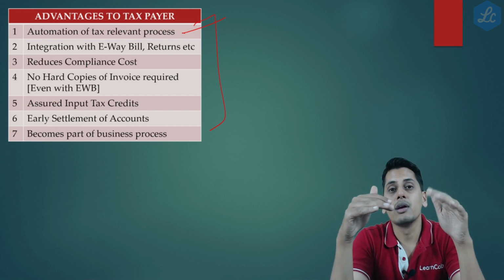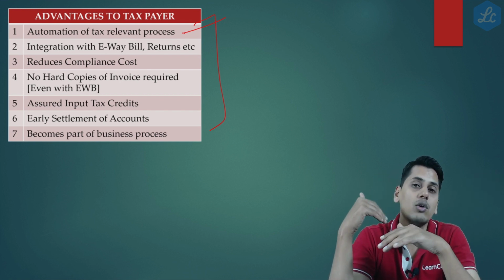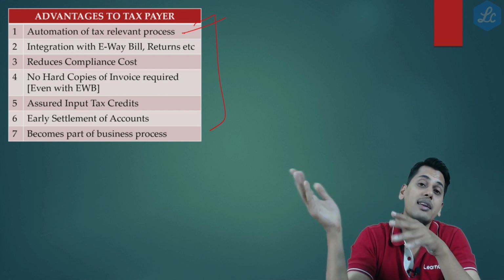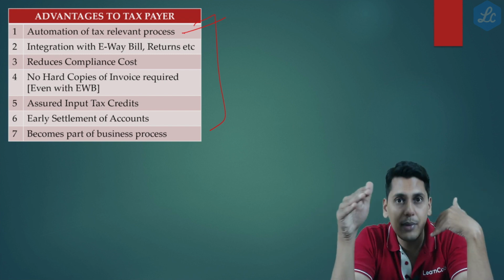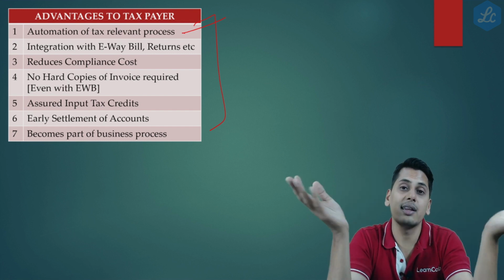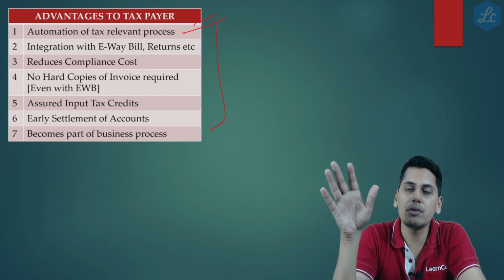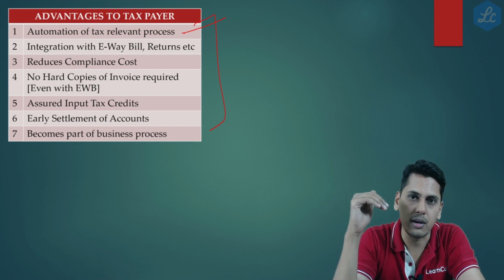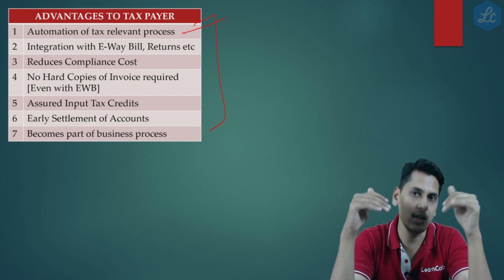And also friends, in due course, if the invoice raised by the supplier automatically goes and sits as a purchase entry in his accounting software, of course there is no delay, no time gap for the invoice to be sent physically to the recipient, who then records it and clears it. So the settlement of accounts will also happen in a quick manner. And friends, the physical copy of invoices is also not required in case of e-invoicing.